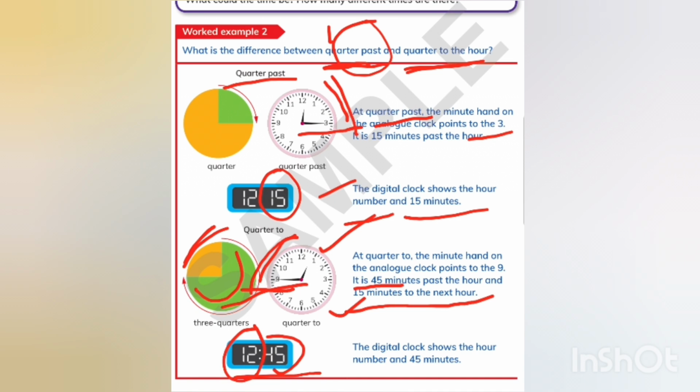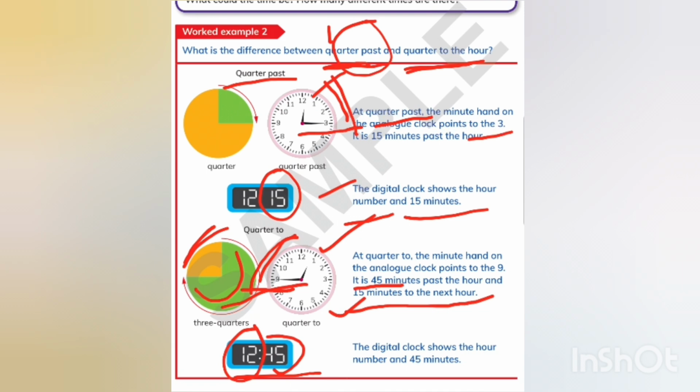Because after 12, what will be the number? 1. In the clock you can see, what will be the number? 1. So 15 minutes are remaining to 1 o'clock. 12:45 means 15 minutes are remaining to 1 o'clock. Okay, this was all about the explanation of quarter past and quarter to.